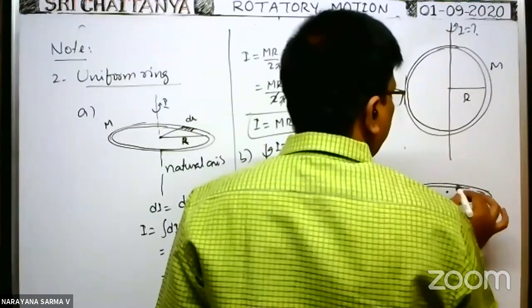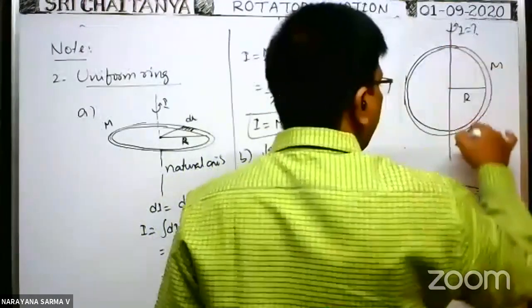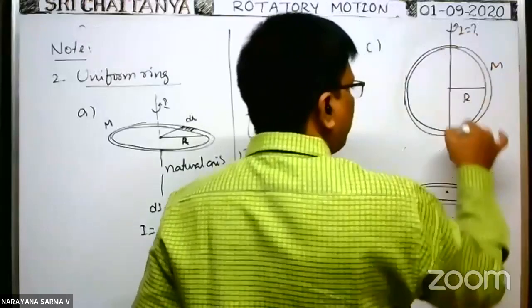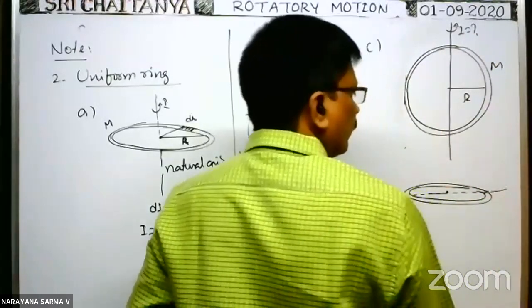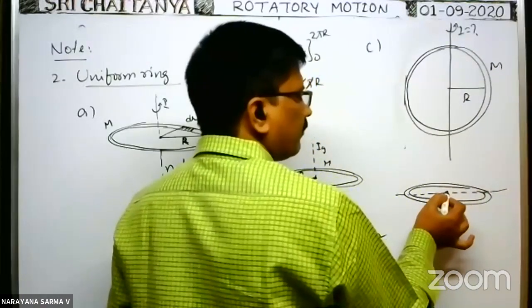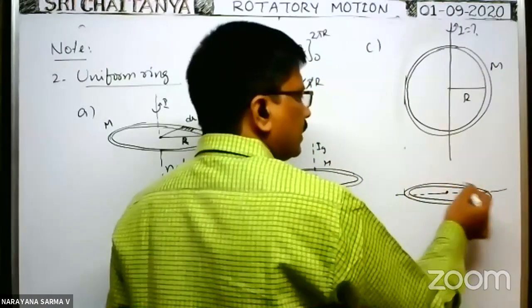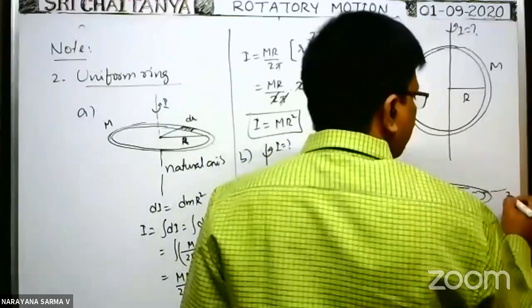I will draw the same diagram. You see, about this axis, moment of inertia they asked. It is the diametric axis, no? Diametric axis means we can take this axis as the diameter, no? This is a line passing through the center of the ring, lying within the plane of the ring, which means it is the diameter, no? This is the x-axis.